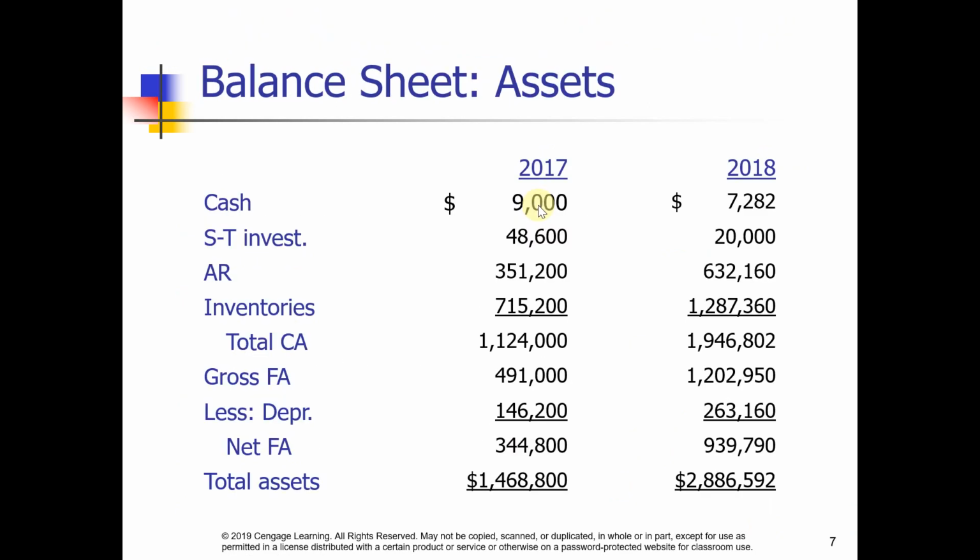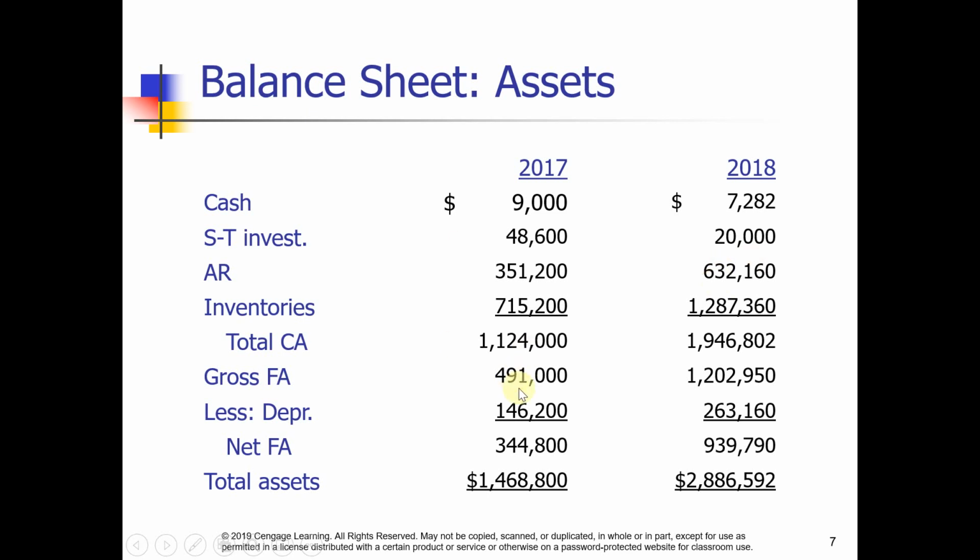What does the balance sheet say? If you compare the balance sheet of these two companies, the asset side of the balance sheet, what we see is that the cash went down from 9,000 to 7,282. Short-term investments also went down. Accounts receivable and inventory both went up. Accounts receivable is the money that we have not collected from sales. So this is uncollected money, or money to be collected, went up, and inventories went up way much. So this company looks like it is having a difficult time managing its current assets.